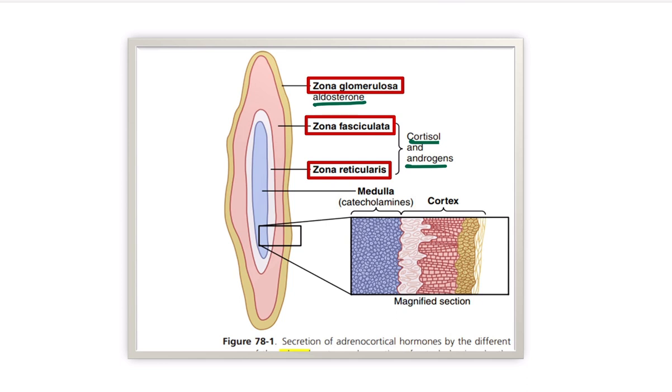On the other hand, we can see this is the medulla, which is the innermost part, and from the medulla another two hormones are released, known as catecholamines, and under the catecholamines there are epinephrine and norepinephrine. That means adrenaline and noradrenaline.